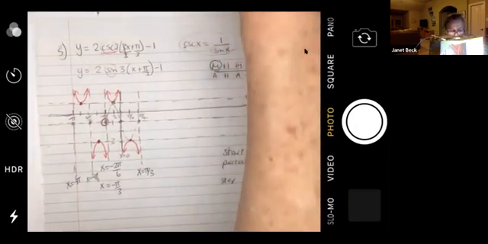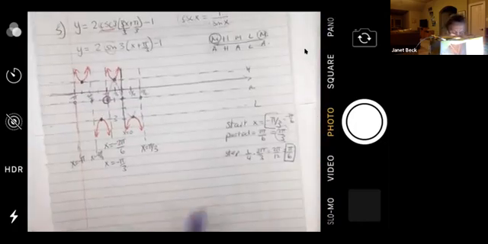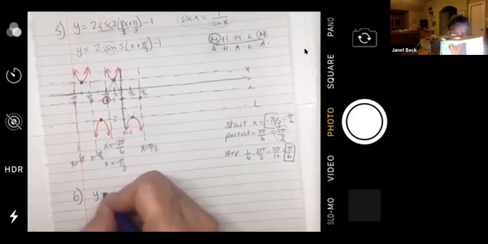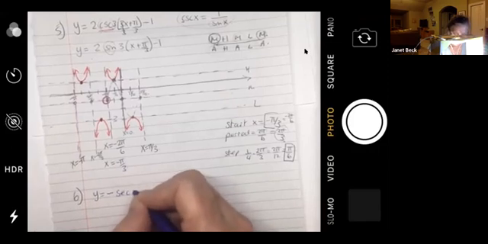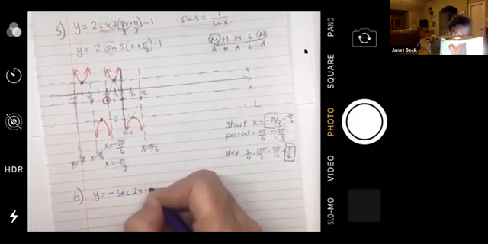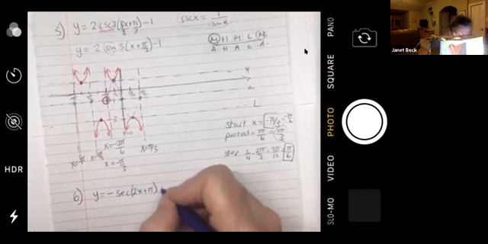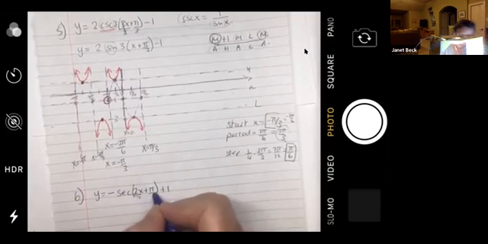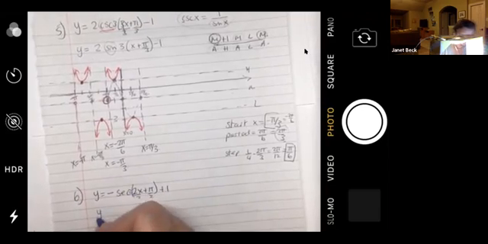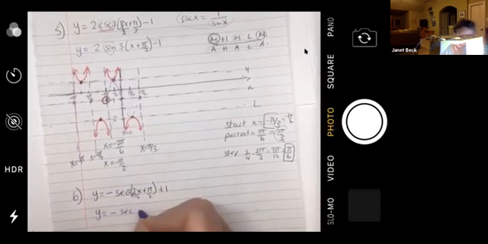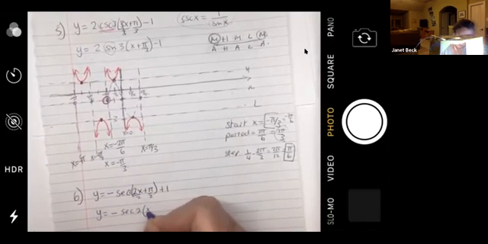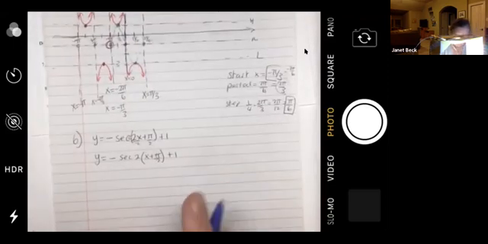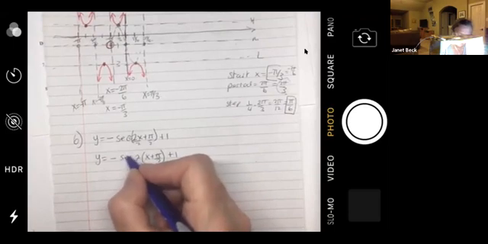And one more here, we've got to do a secant. So graph number 6, we're graphing y equals negative secant of 2x plus pi, plus 1. Okay, first of all, I'm going to factor out that 2. So we've got y equals negative secant 2 times x plus pi over 2, plus 1. And to graph it, I'm not going to graph secant, I'm going to graph its reciprocal.